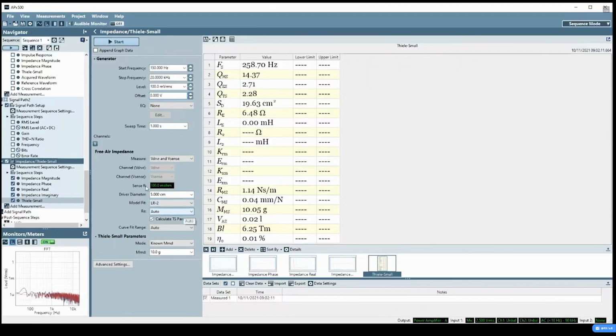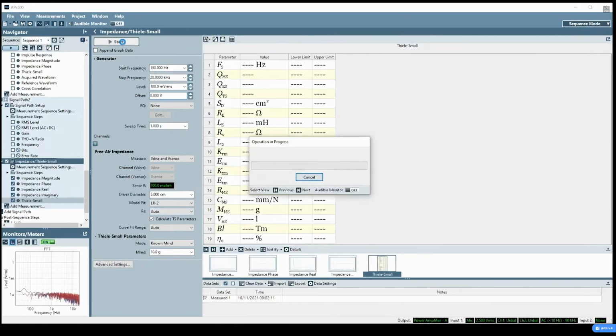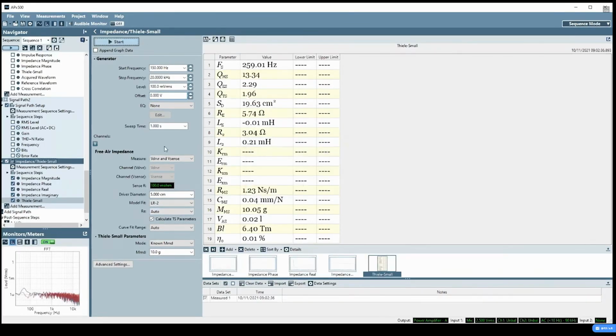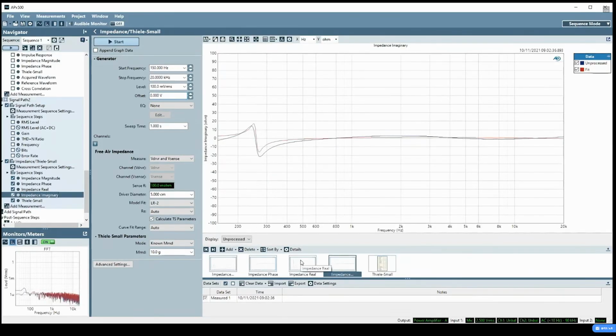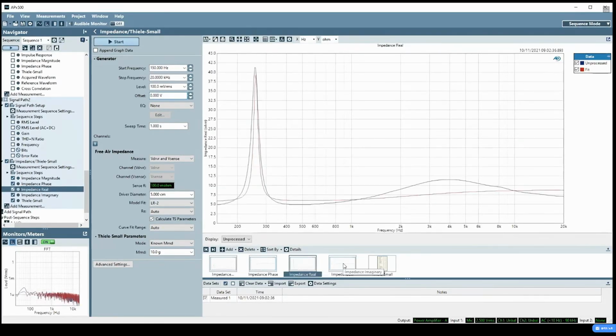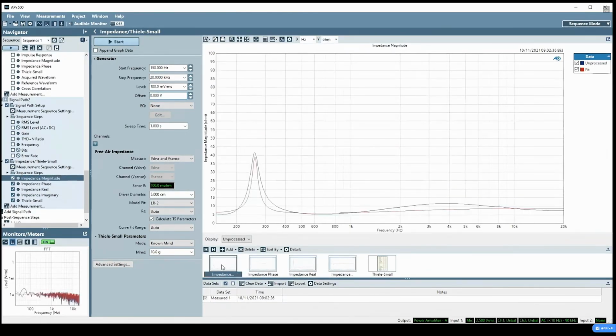and for the standard model fit, we get these additional results. If I change it to LR2, we now get these R2 L2 results populated, and these are important, as we said, for loudspeaker designers designing enclosures, etc. We also get different impedance results, also useful for those designers.